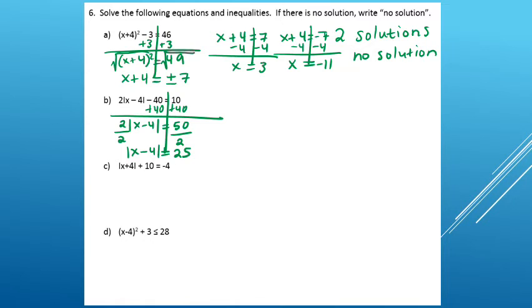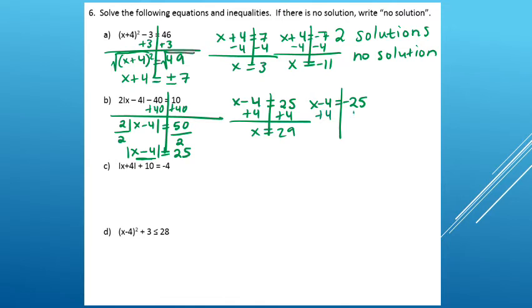And so again, I'm going to know that x - 4 could be a positive 25, or x - 4 could be a negative 25, right? Because the absolute value, whatever's in there, has to make a positive 25. So I'm going to add 4 to each side, and I get x = 29. And here I'm going to add 4 to each side, and I get x = -21. Again, it's a great idea to plug those in and just make sure that they actually work.